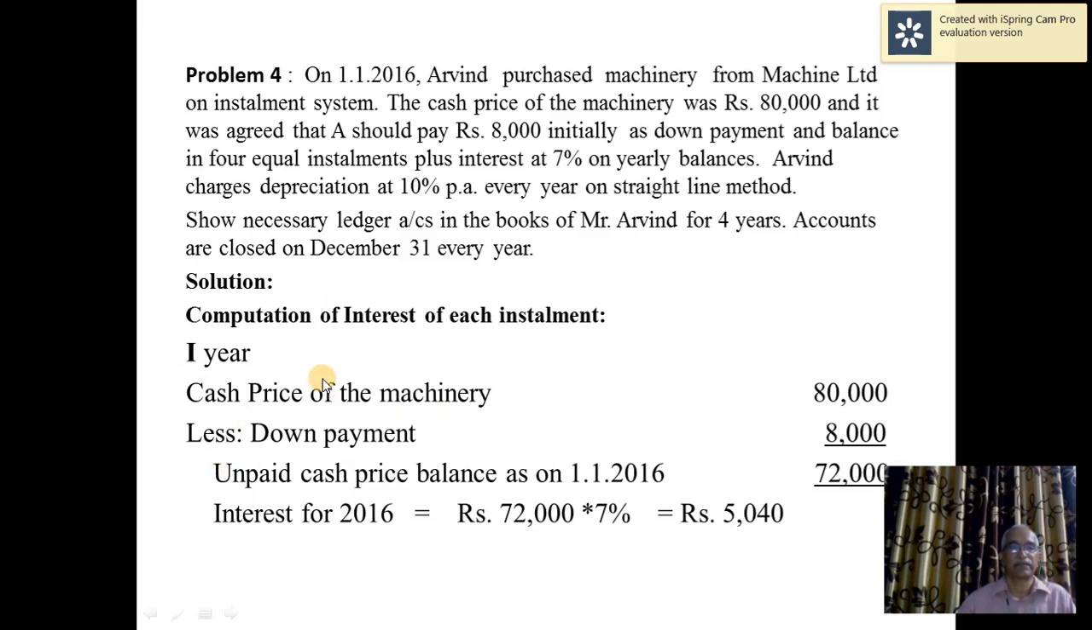Okay, see here, cash price of the machinery is 80,000, down payment is 8,000, so the unpaid cash balance at the beginning is 72,000. So interest for 2016 is 72,000 into 7%, you will get 5,040. If that is the case, first installment value will be 18,000 plus 5,040. How did you get 18,000? 72,000 divided by 4, so that will come to 18,000. 18,000 plus 5,040, so that will be 23,040.